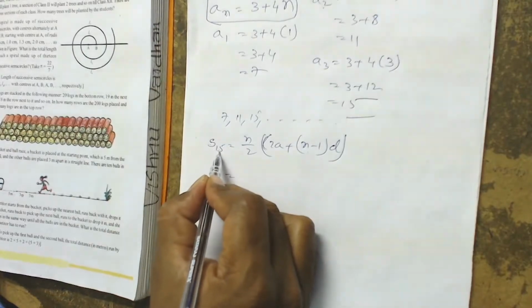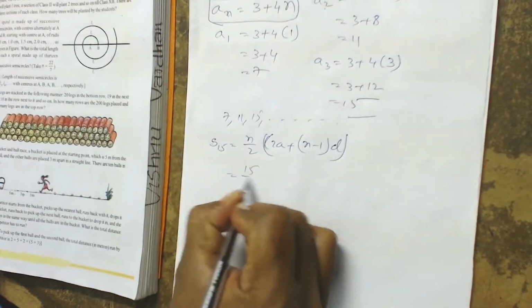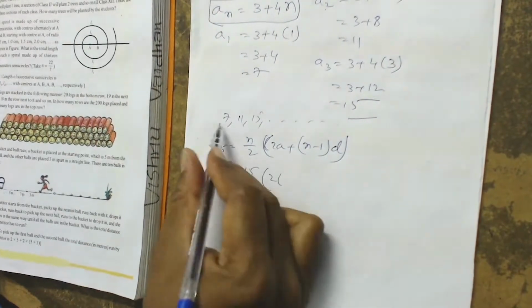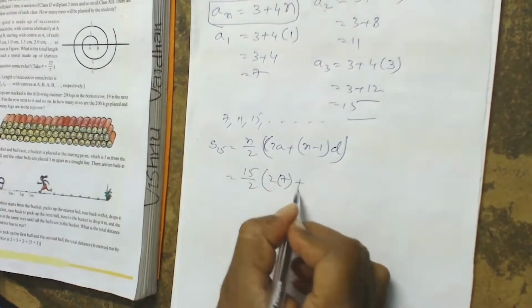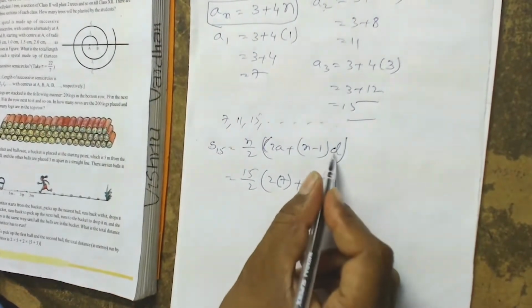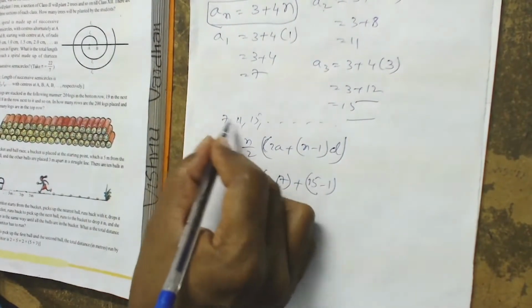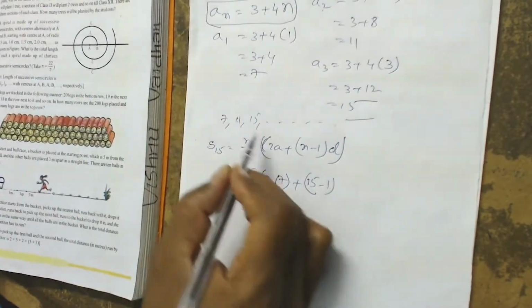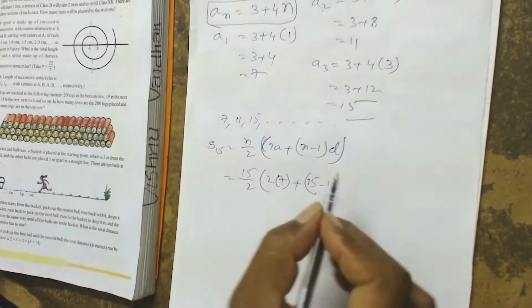In Sn, in place of n, 15 is there. Here also in place of n you can write 15. 2a means 2 into a. What is a here? The first term in the progression, 7. n means you have to write 15 only, and d is 11 minus 7. How much are you getting? 11 minus 7 is 4. 15 minus 11 is also 4.